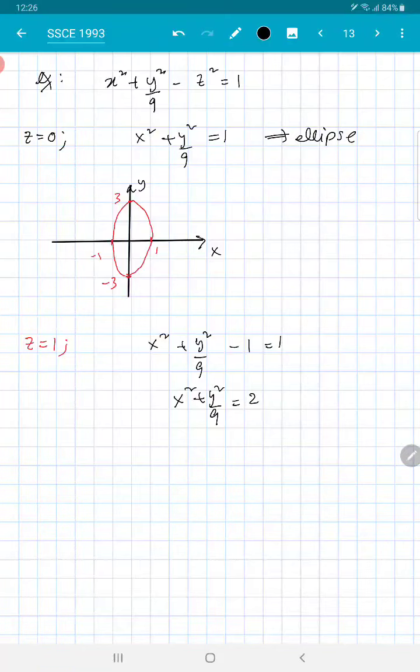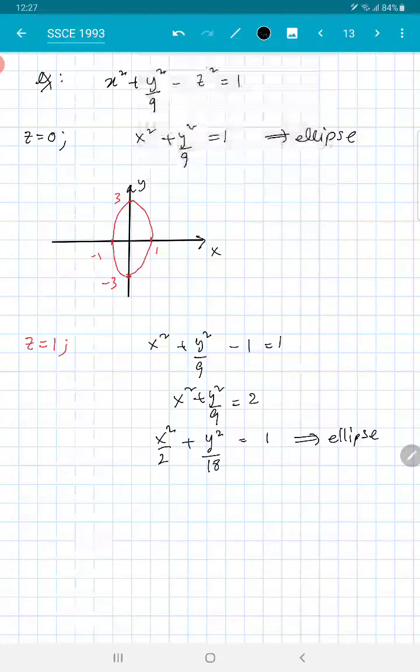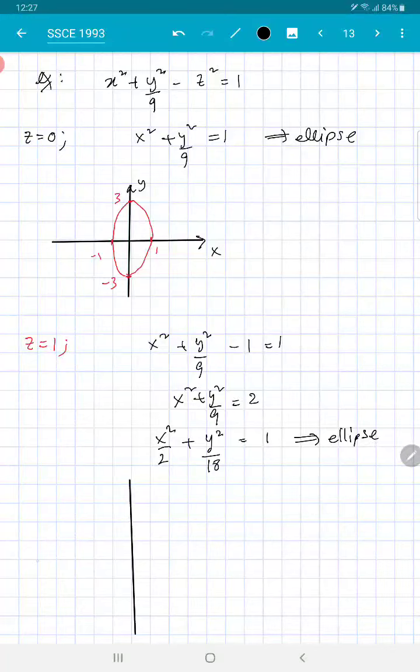So we're going to modify this so that we have 1 on the right hand side. We divide both sides by 1. We end up with 1 on the right hand side, and on the left hand side, 9 times 2 is 18. Here we have x squared over 2, and again this is an equation of an ellipse, but it's going to be larger compared to when z is 0.